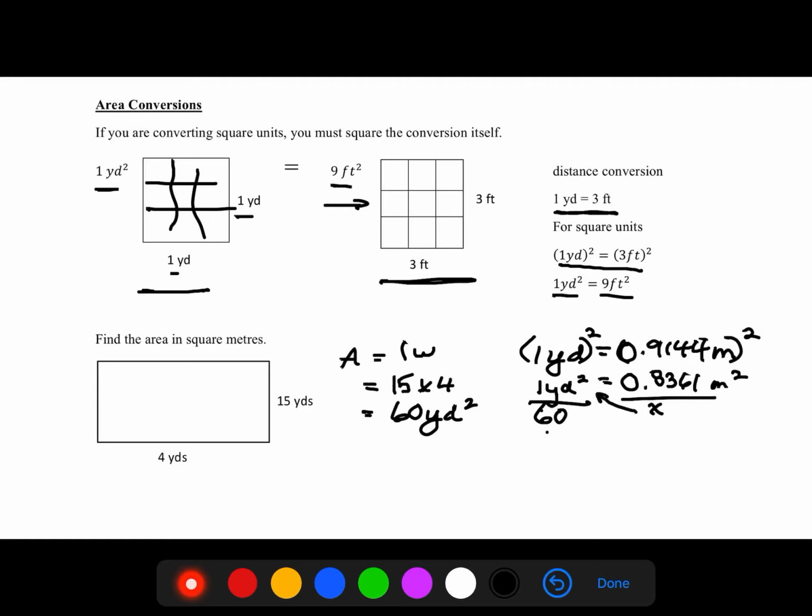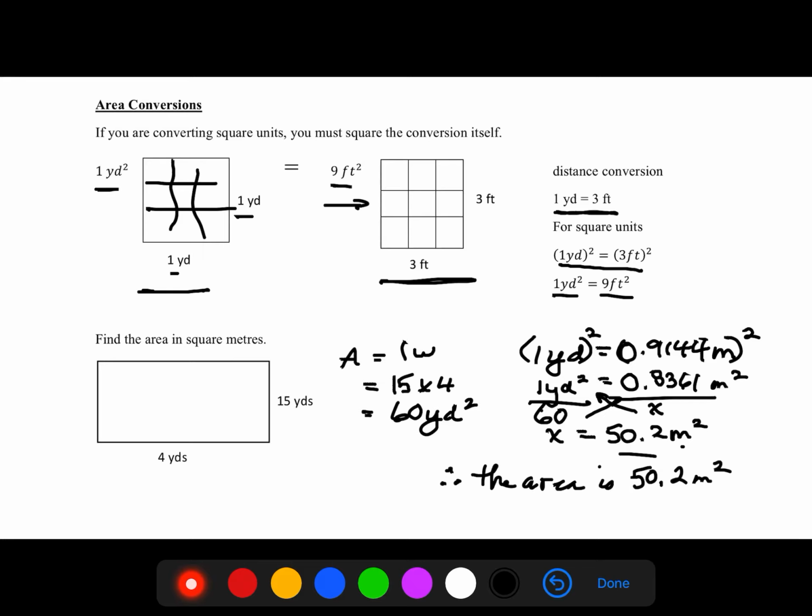So now we have our conversion for square yards to square meters. We know we have 60 square yards and we want to know what it is in square meters. So cross multiplying, 1 times x is just x. 60 times 0.8361 gives us 50.2 square meters. So we have our answer here, and we do have it in metric, so we can leave our decimal place. So we know the area is 50.2 square meters.